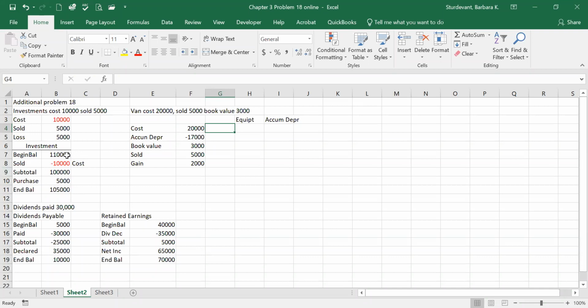So this is my beginning balance. I know I sold an investment that cost $10,000, so I'm subtracting it off. That gives me a subtotal of $100,000. I have to get from 100,000 to 105, which is my ending balance. And so therefore that means that I purchased something.